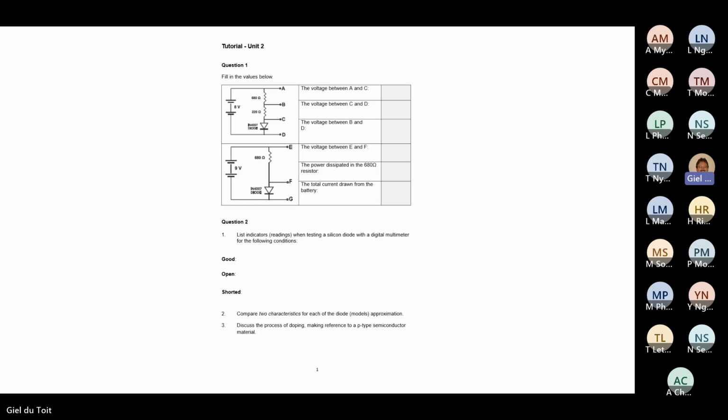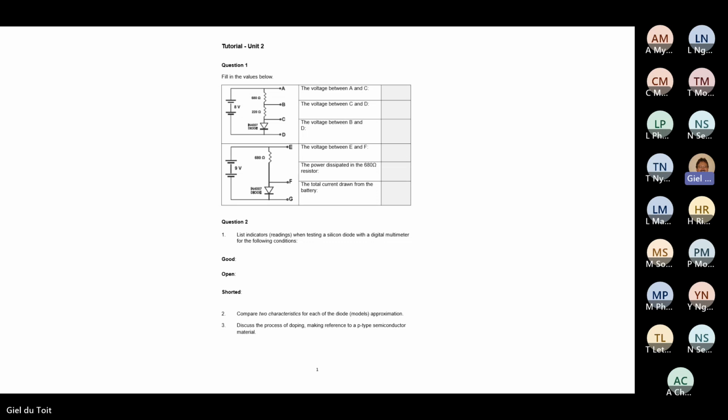Because of the strike, you couldn't do your practical, but what you must do is go and measure it, and you can see what happens with your diode when you measure across it. Now compare two characteristics of each diode, and then discuss the process of doping. That is a question you must find there in the theory. What is doping? And what is a p-type semiconductor?